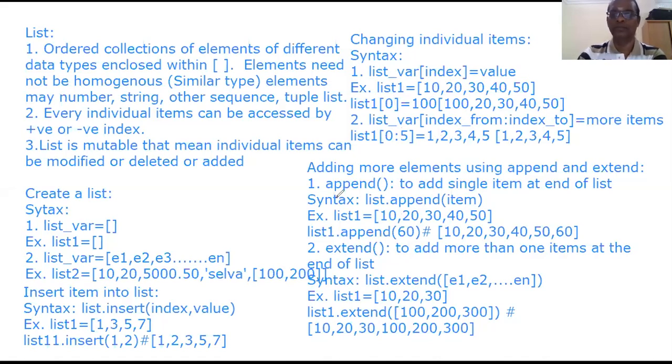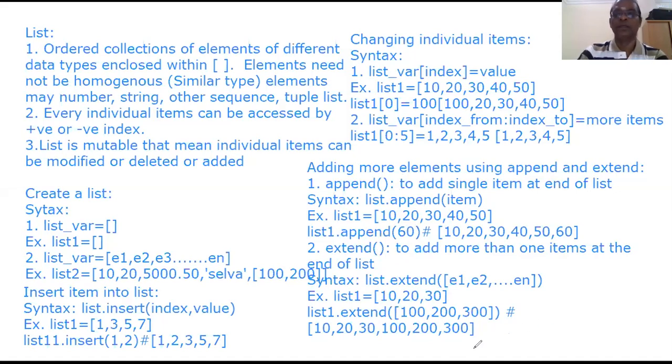So how can we add? Here we were modifying or changing an individual element. Here we are trying to add a single or more than one element at the end of the list. We have a list that contains some elements. At the end of the list, if you want to add only a single element, you should go for append. Append adds a single item at the end of the list, so you append within only one, no square bracket here. Extend adds more than one item at the end of the list. If you want to add more than one item at the end of an already existing list, you should go for extend. The items should be enclosed within square brackets.